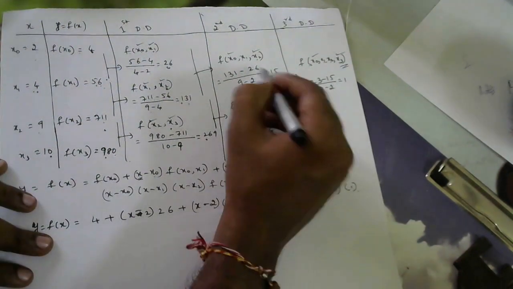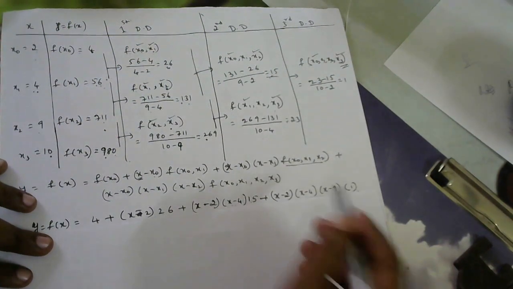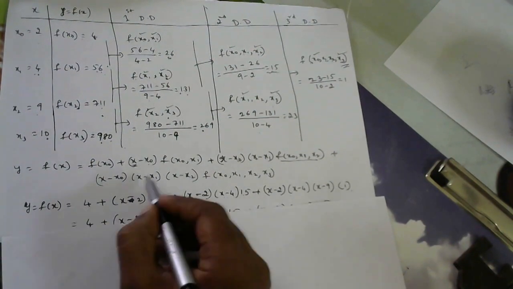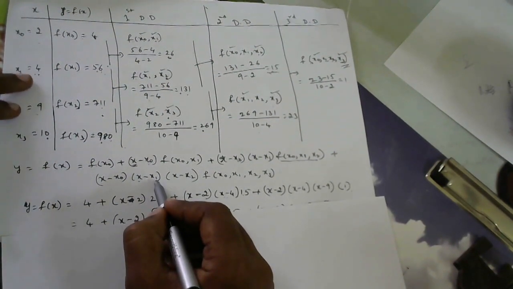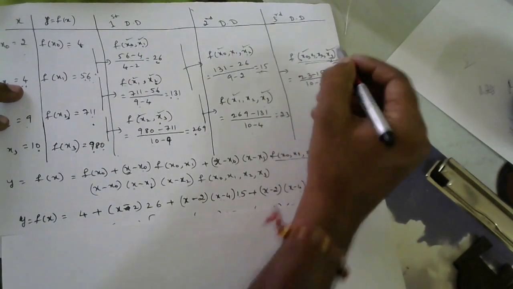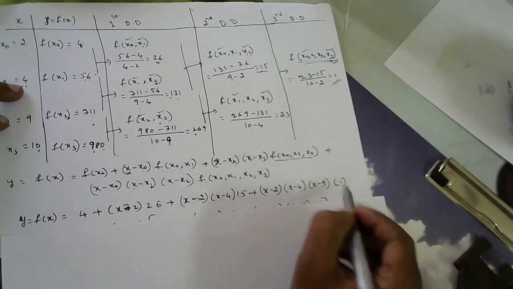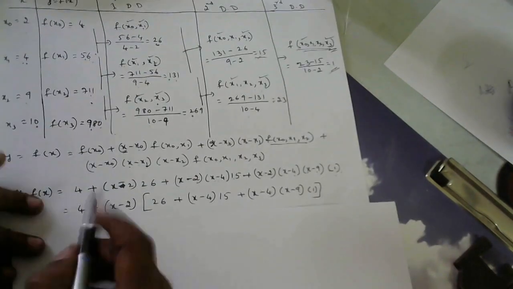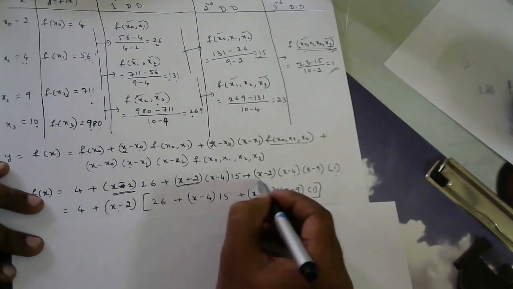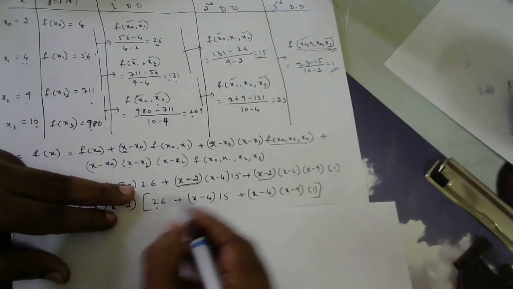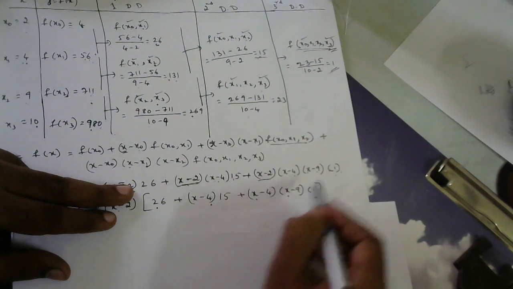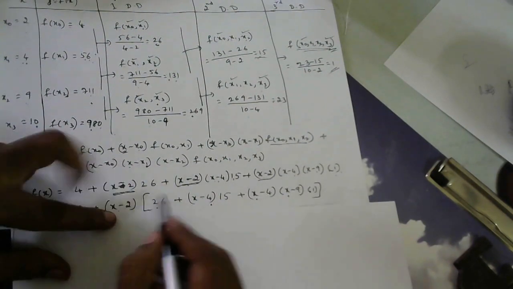Into f of x naught comma x1 comma x2 is 15, so I have taken here, so here x minus x naught is x minus 2 and x minus x1, so x1 value is 4, so x minus 4 into f of x naught comma x1 comma x2 comma x3 is 1. Now I will take 4 plus x minus 2, which is common in all three terms, so I take x minus 2 outside, 26 plus x minus 4 into 15 plus x minus 4 into x minus 9 into 1, so I have taken x minus 2 common.